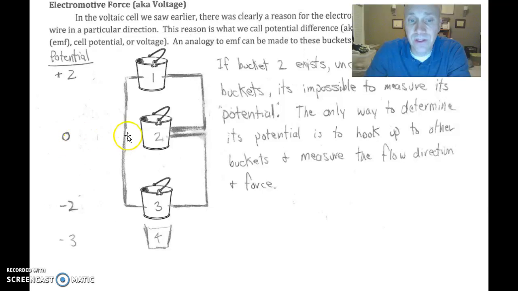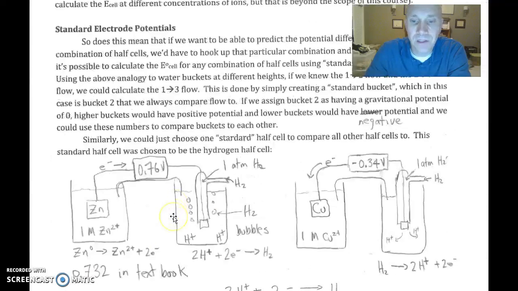There's nothing special about bucket number 2. It's just the one that we happen to pick, and we're going to compare everything else to that. By hooking all these buckets up to only bucket number 2 and seeing the way the water flowed, we could come up with this scale, which we're going to call the potential scale, and we can use the numbers in that scale to predict how water would flow between buckets that we've never yet connected. And that's what we're going to do here.